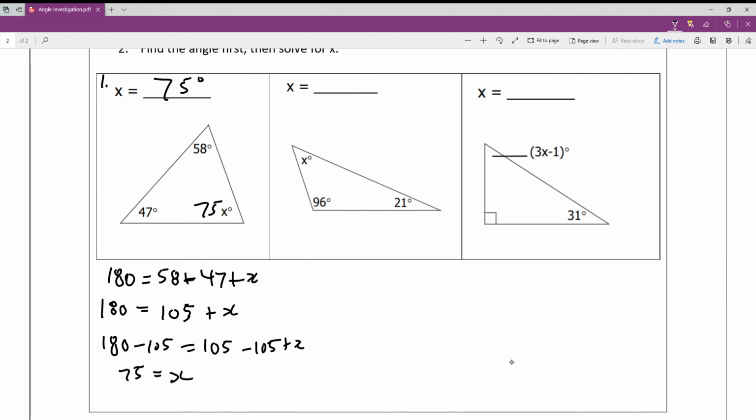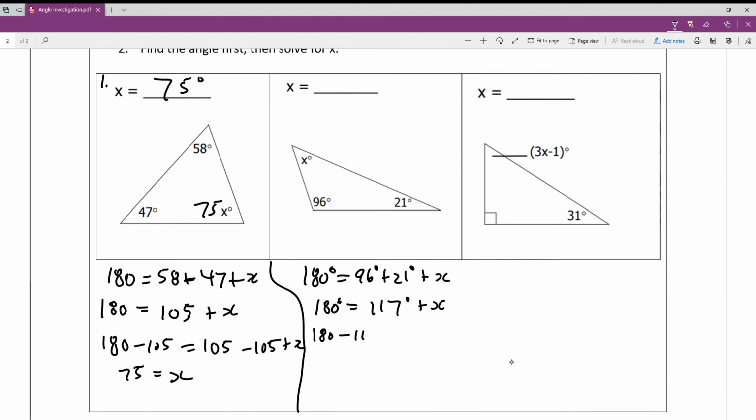Okay, let's take a look at the next one. So here, the same problem, very similar. We'll write an equation, 180 degrees is equal to 96 degrees plus 21 degrees plus x, and then we can simplify it by adding 96 and the 21, which just gives you 117, and then we're going to subtract 117 on both sides. Which gives you 63 degrees. Okay, so it's 63, so x is equal to 63 degrees.